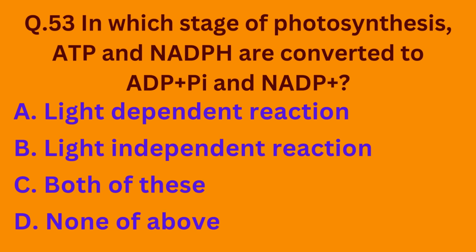Coming to next question. In which stage of photosynthesis are ATP and NADPH converted to ADP plus phosphate and NADP? Option A, light dependent reaction, option B, light independent reaction, option C, both of these, and option D, none of the above. So the correct option is option B, light independent reaction.